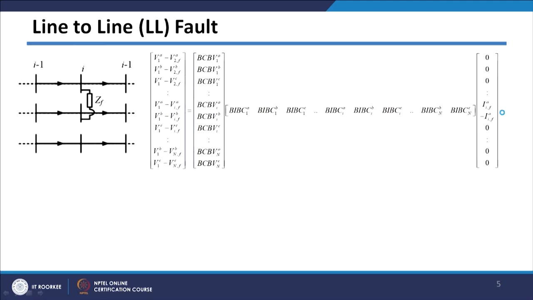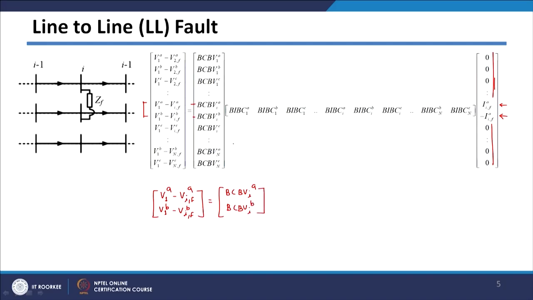So, basically what we will get is this equation here. As I replaced all the currents here with 0 except these two currents, which are fault currents, and if you write these two equations explicitly, it will be V1A minus the post-fault voltage of A phase, and V1B minus the post-fault voltage of B phase, will be equal to these two matrices that come into the picture, that is BCBV IA, BCBV corresponding to B phase.